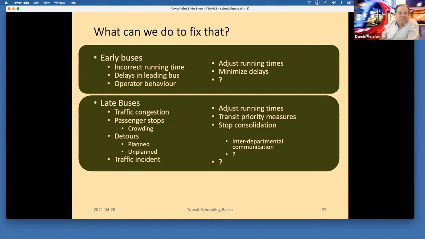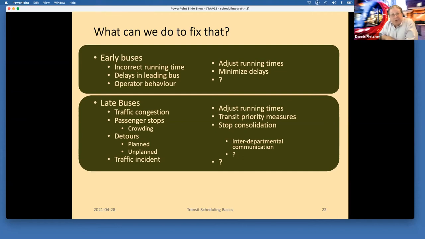Another planning solution is stop consolidation. Operations staff have an old saying: it would be easier to keep on time if we did not have to stop and pick people up. A stop that no one uses is not necessary, but it's also not really part of the problem since buses never stop there. Take it out and no one cares. What is a problem is a series of closely spaced stops with a few people using them.